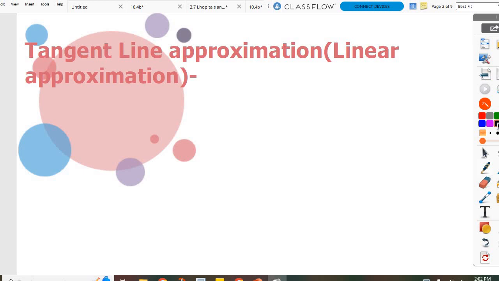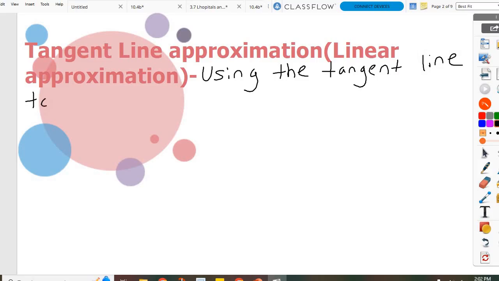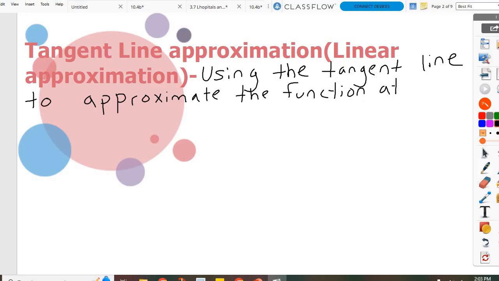So, a linear approximation, as it said, is basically using the tangent line to approximate the function at an x value near a given point.